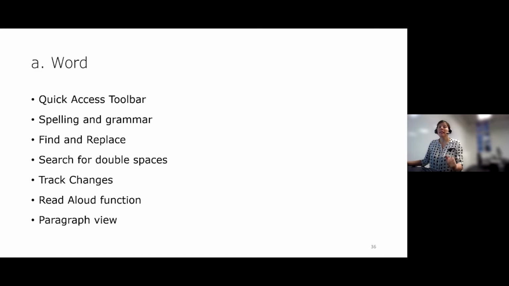And finally, another thing to keep in mind is the paragraph view, also known as the show and hide feature. If you have this enabled, you'll be able to see spaces and hidden text. This is another way to catch double spaces or other odd formatting issues.